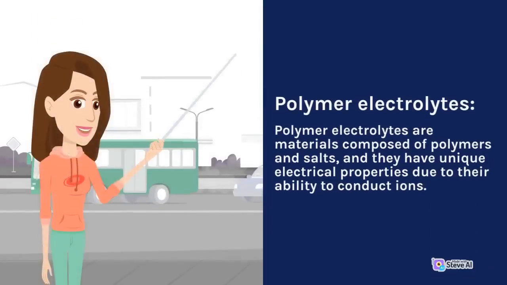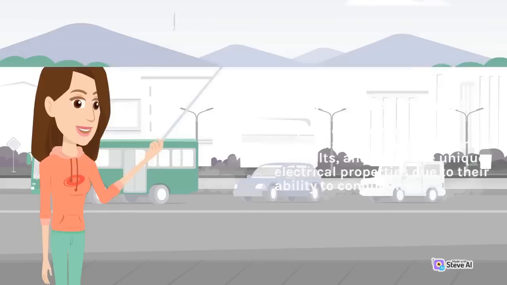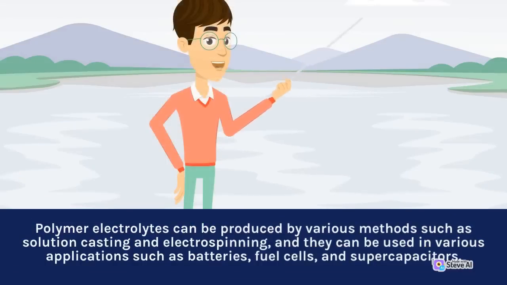Polymer electrolytes. Polymer electrolytes are materials composed of polymers and salts, and they have unique electrical properties due to their ability to conduct ions. Polymer electrolytes can be produced by various methods such as solution casting and electrospinning, and they can be used in various applications such as batteries, fuel cells, and supercapacitors.